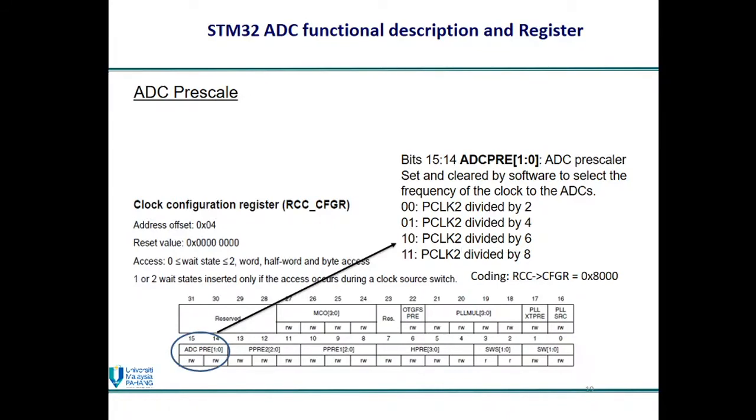Okay, to write the syntax or coding, we just write RCC CFGR is equal to 0x8000. The 8 is because it's 1 0 0 0 and the other bits are 0. So 8000.